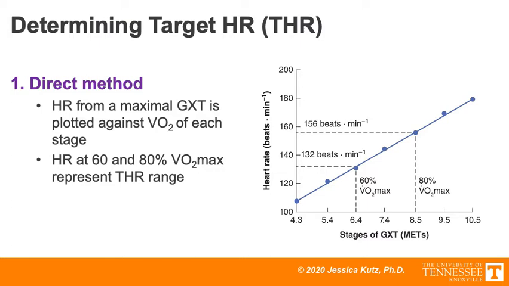So we would go over to the left on the y-axis and we would ask that person then to exercise at the corresponding heart rates. In this case, that would be 132 beats per minute to 156 beats per minute.